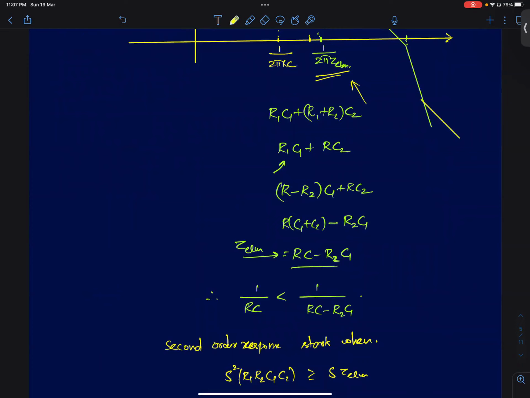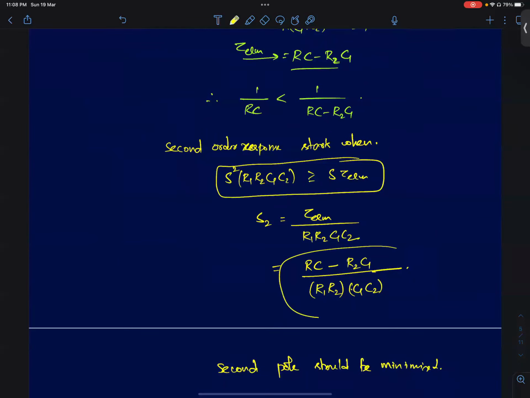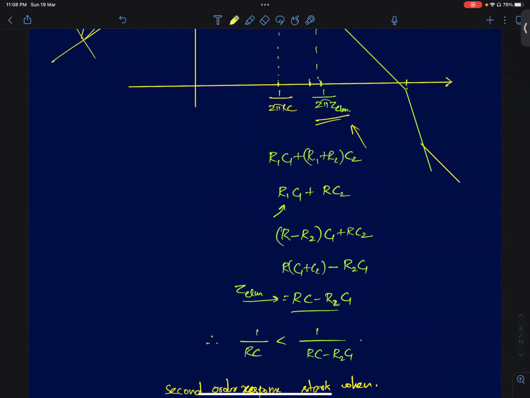That's what I've done here. I've equated this term here, s square R1, R2, C1, C2. If it's equal to s into tau Elmore, you get an expression for the second pole. The first pole, I said, is just 1 by tau Elmore. And the tau Elmore, I can just rearrange the terms and write it in this format.